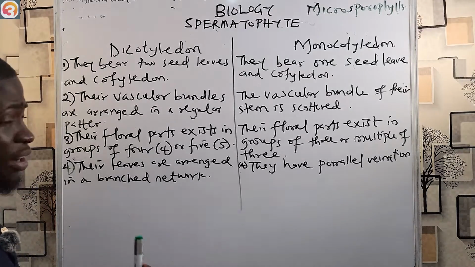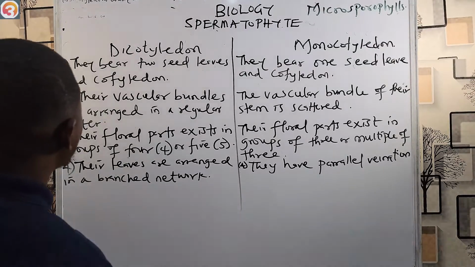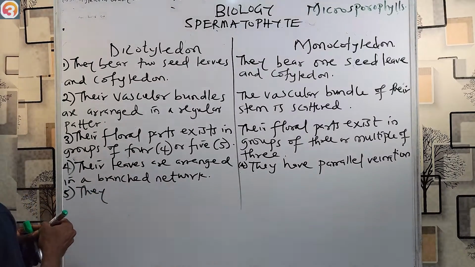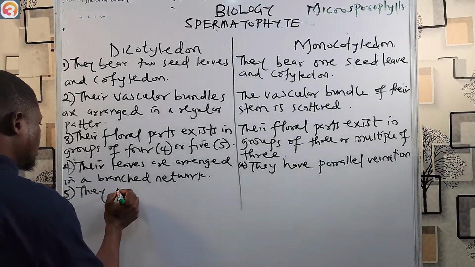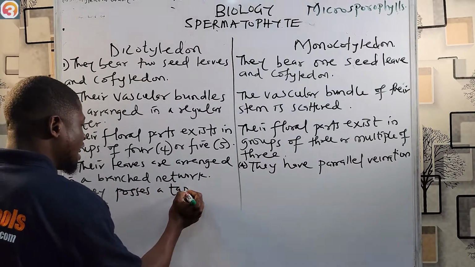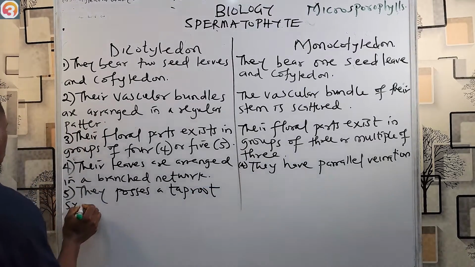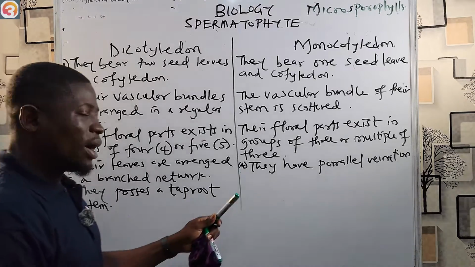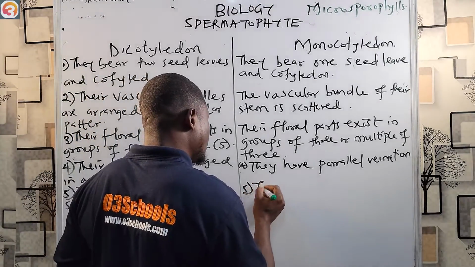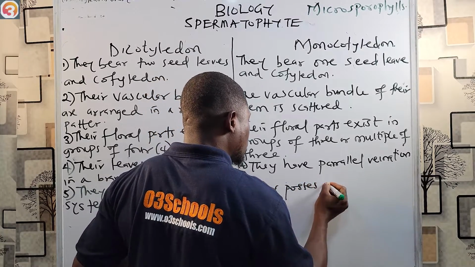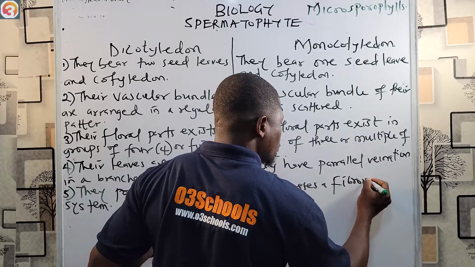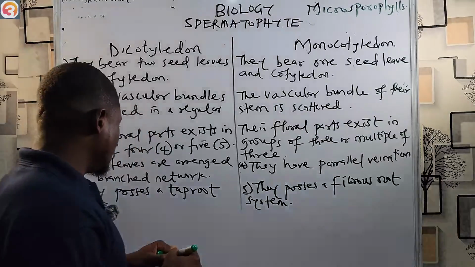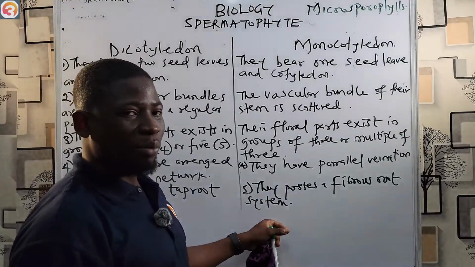Okay, now also another difference between the dicot and the monocot is that they possess a taproot system. Okay, so the dicot possesses what? A taproot system, while the monocot possesses what? They possess a fibrous root system. Okay, this one they possess what? A taproot system, while this one possesses what? A fibrous root system.